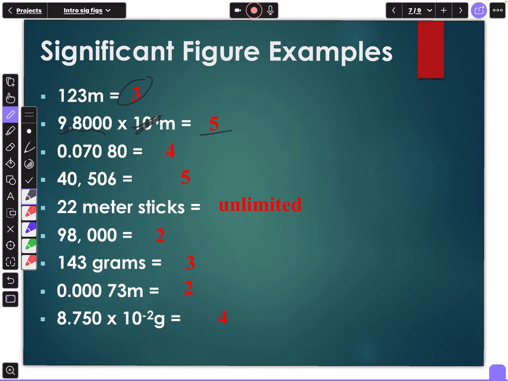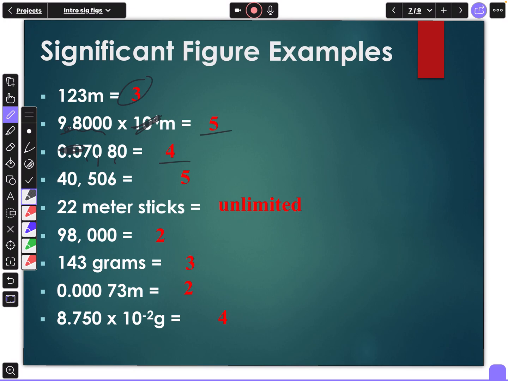Okay, our next example, if I had 0.07080, I know that the 7 and the 8 are significant for sure. And then the captive 0 in the middle is going to be significant because it's in between 2 non-zero numbers. Now look at the first 2 zeros. They are leading zeros. It doesn't matter if there's a decimal or not. They come before numbers. They are never significant. And then look at the last 0. It is significant just because there's a decimal in that number. So that would be 4 significant figures.